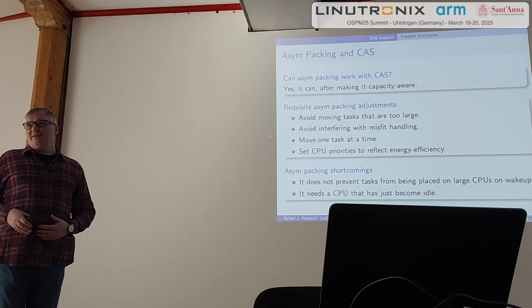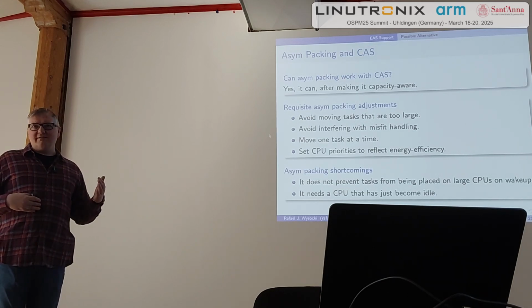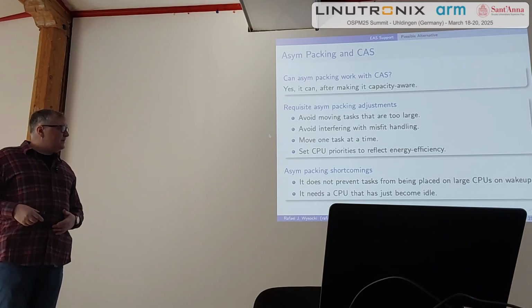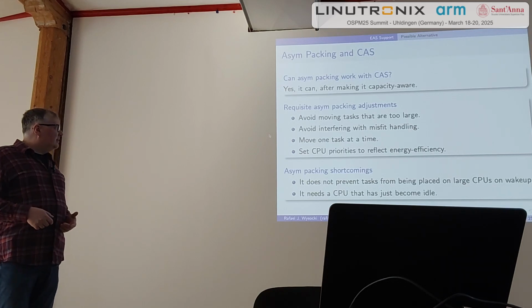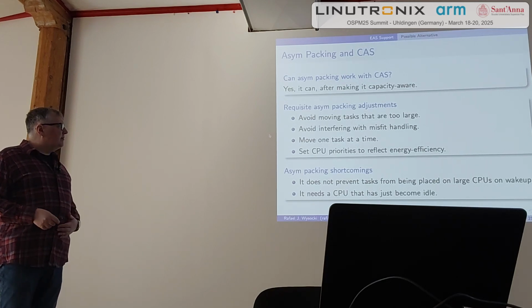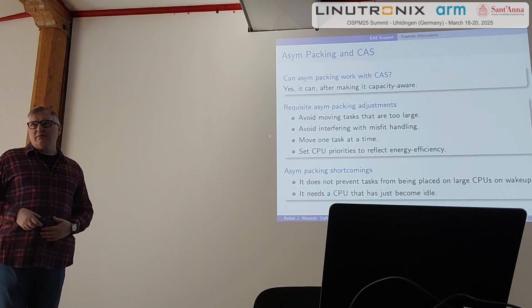I've seen the patch set. It's like 5 patches in the scheduler. The majority of them are one-liners. And after patching the scheduler so that asset packing is capacity aware, then you can set the priorities to reflect energy efficiency, and off you go.